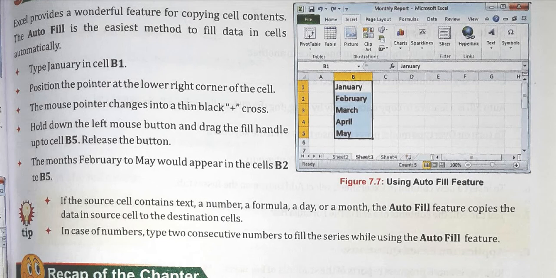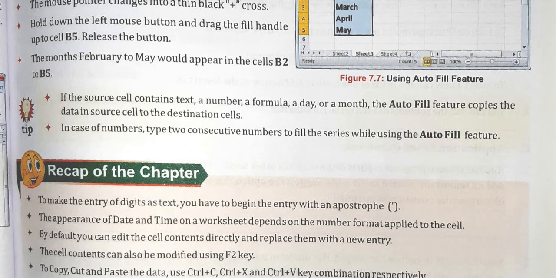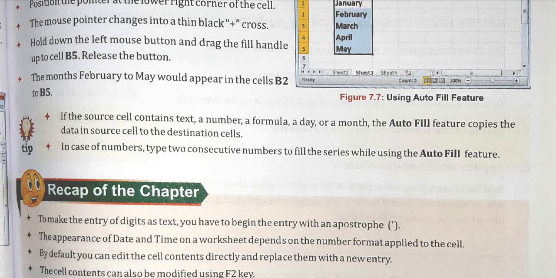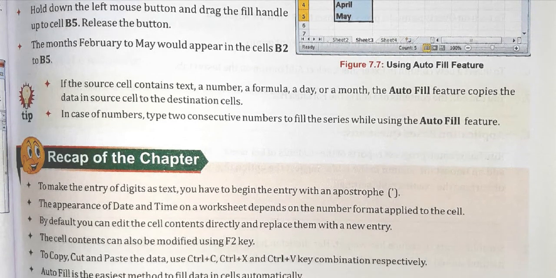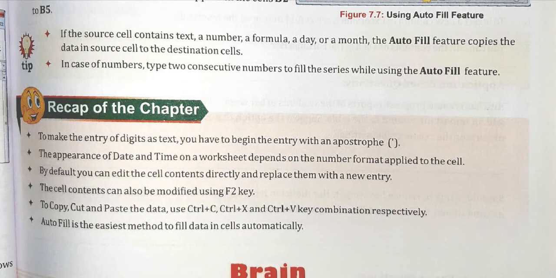This is autofill. In the same way, January, February is already written. We can select it, and from the bottom right corner we can drag it, right? So this is autofill. Then March, April will be automatically implemented. Like this, Sunday, Monday can also be continued. So this is autofill.